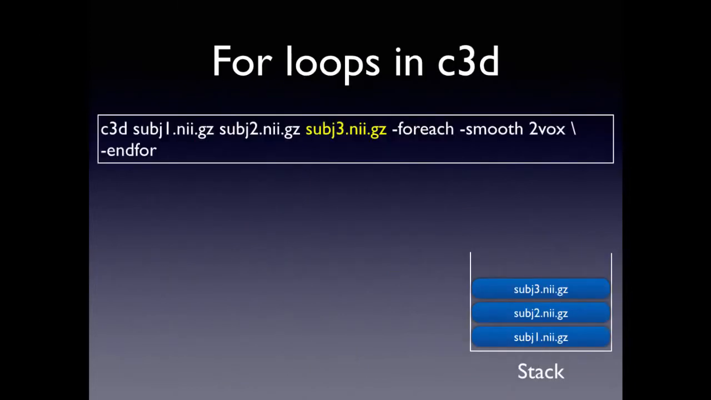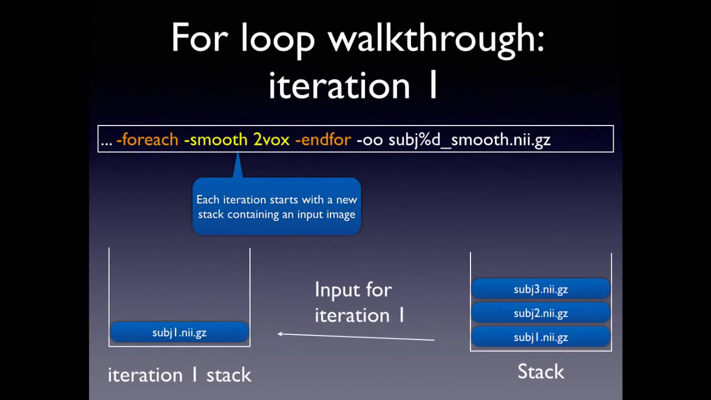And then for loops let us automate things that we might want to do to a bunch of images without having to type it all out longhand. So here we load these 3 images on the stack, and we then go into this for loop where we want to smooth each image. So what happens then, when you encounter a for loop, C3D will go through the stack. It will take every image off the stack in order and apply some operation, and then put the result back in the place of the original.